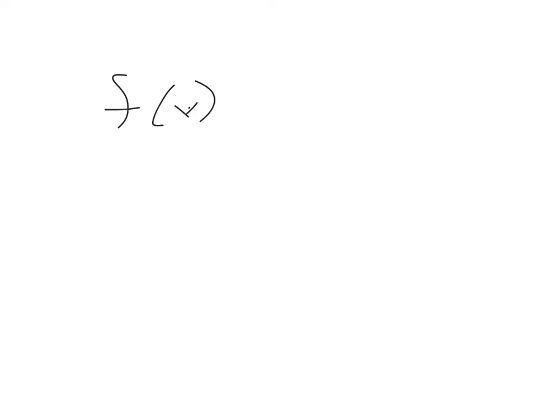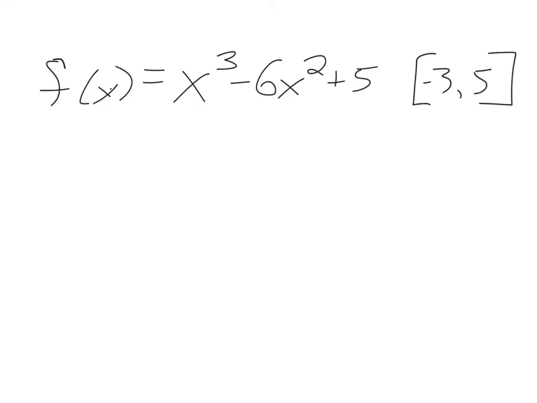So we've got f of x equals x cubed minus 6x squared plus 5 on the interval from -3 to 5. If you remember from the problems we did in the video there, we want to start by finding critical numbers. So we're going to take the derivative.